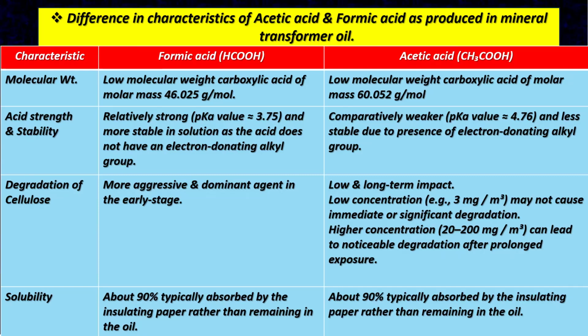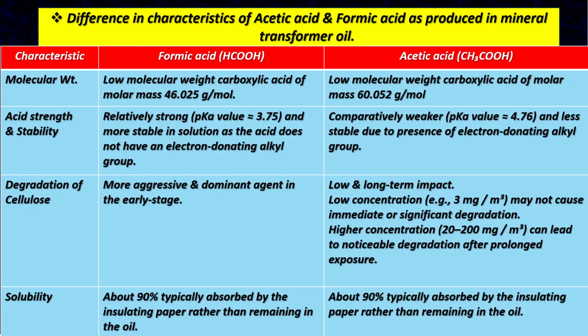Difference in characteristics of acetic acid and formic acid as produced in mineral transformer oil. Characteristics: formic acid, then acetic acid. Molecular weight: formic acid is a low molecular weight carboxylic acid of molar mass 46.025 gram per mole. Acetic acid is a low molecular weight carboxylic acid of molar mass 60.052 gram per mole.